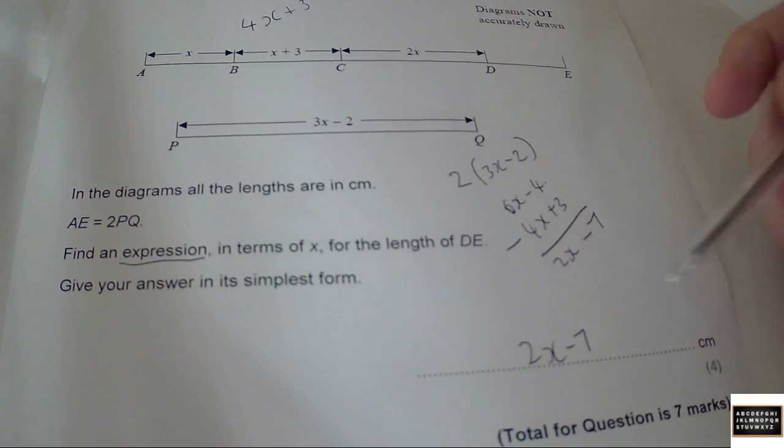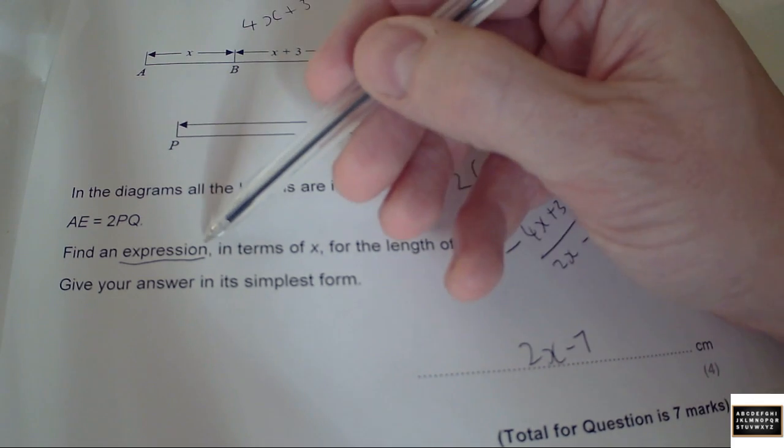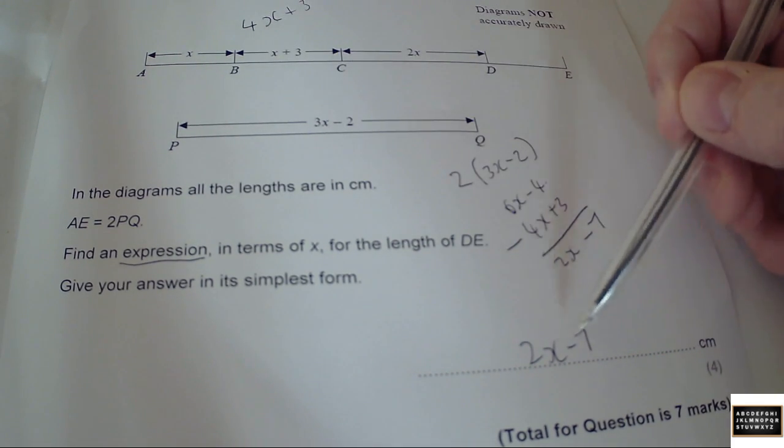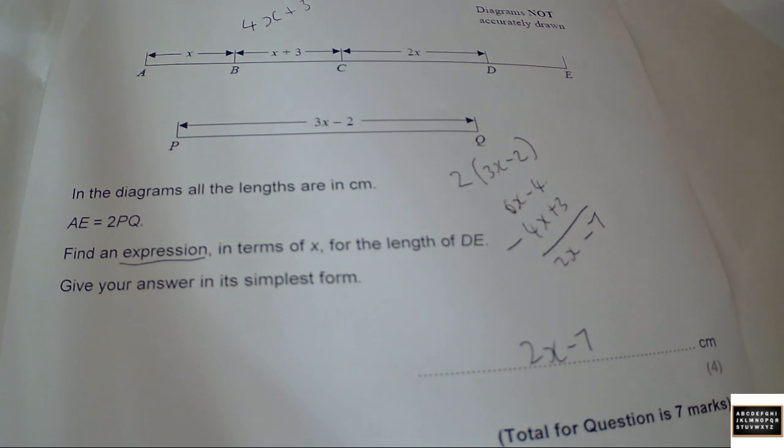Just to show you that real quick. So 2x minus 7 there, centimetres. That's the answer. It's an expression. It did ask for an expression. It's got a mixture of x's and numbers in there. We can't get any more simple than that. That's the answer. That's as simple as it gets.